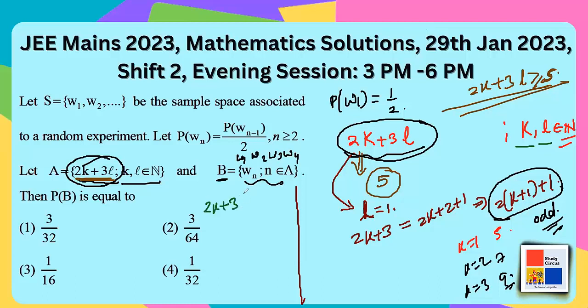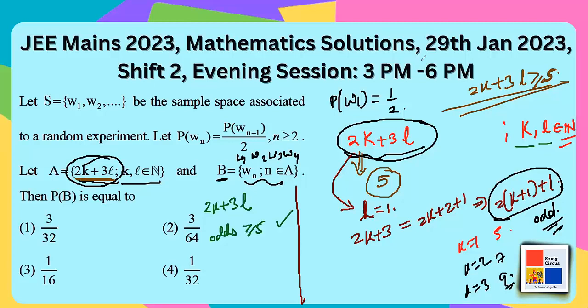2k plus 3l can be all the odd numbers, all the odds greater than or equal to 5. This is okay. We are getting, for some value of k and l, all the odd numbers greater than or equal to 5. I have shown how for l equal to 1 like this.